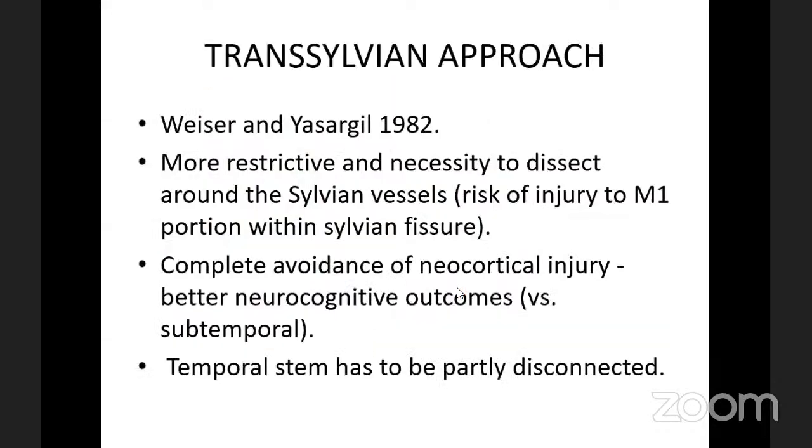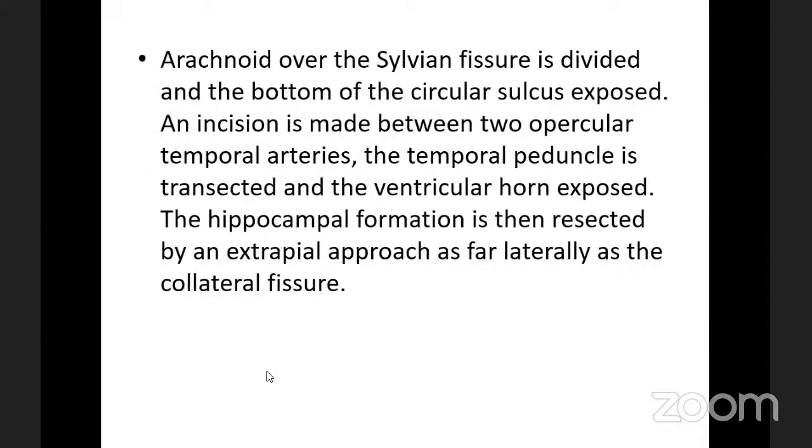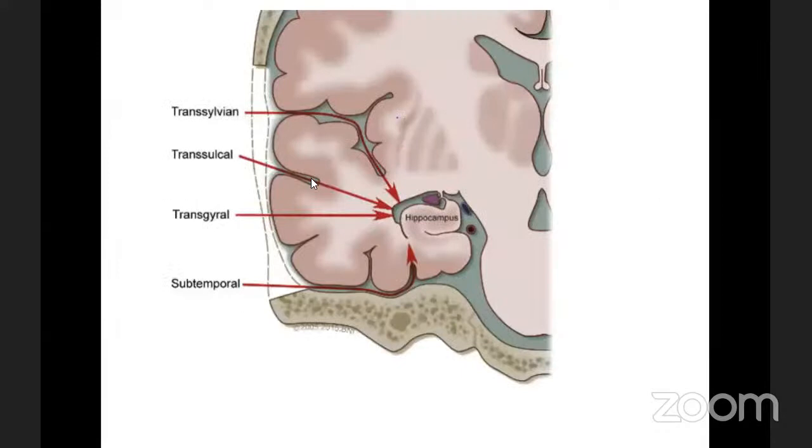Now, for the transsylvian approach, as we have discussed, Wieser and Yasargil described it in 1982, and in this approach, we have to dissect the Sylvian fissure. So there is always a chance of damaging the vascular structures which are present in the Sylvian fissure, but it completely avoids the neocortical injury. But you have to dissect a part of the temporal stem in order to reach the medial part of the temporal lobe. As you can see here, this is the lateral temporal cortex.